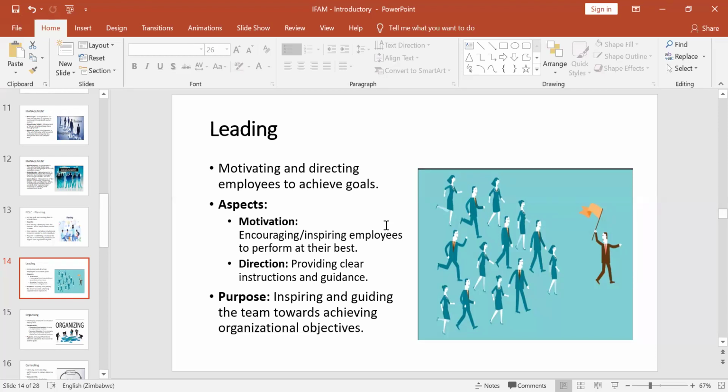You inspire people, you make them want to perform at their best. So when we talk about leading, we are not talking about you forcing people to work. We are talking about you making them want to work. And the purpose of leading is to inspire and to guide the employees towards certain objectives.